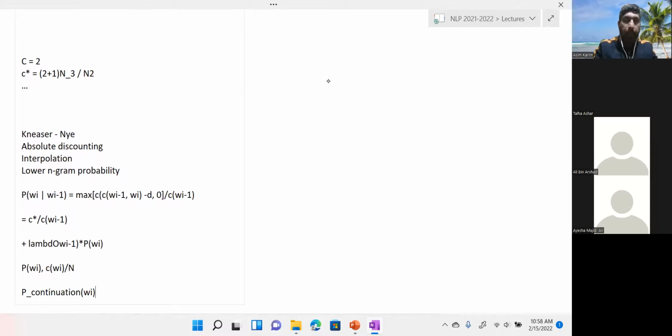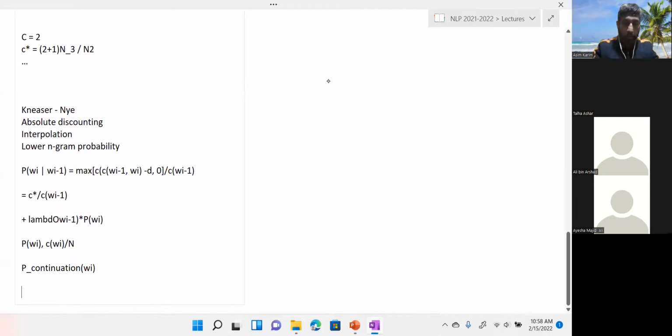probability of Wi. So what is this probability? Let's look at that. Let me write the formula first, the estimate, and then I'll explain the intuition.